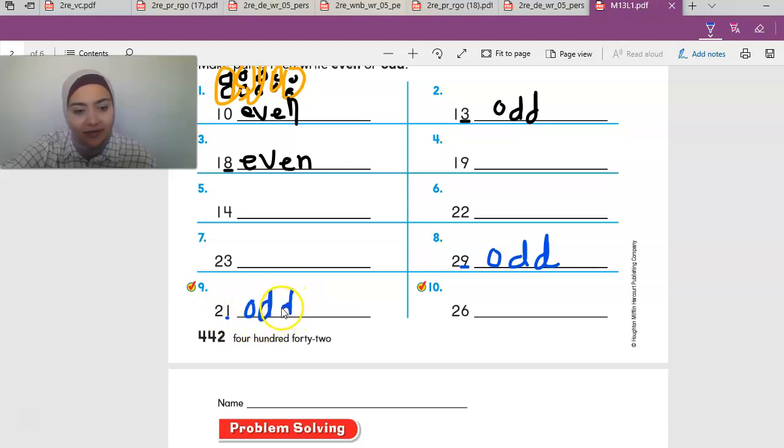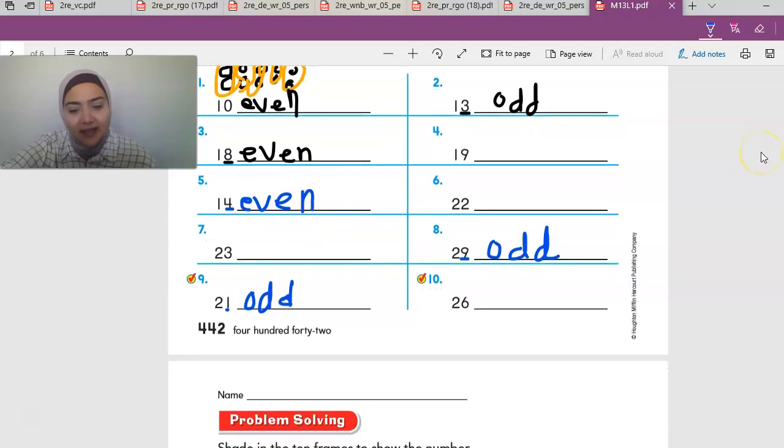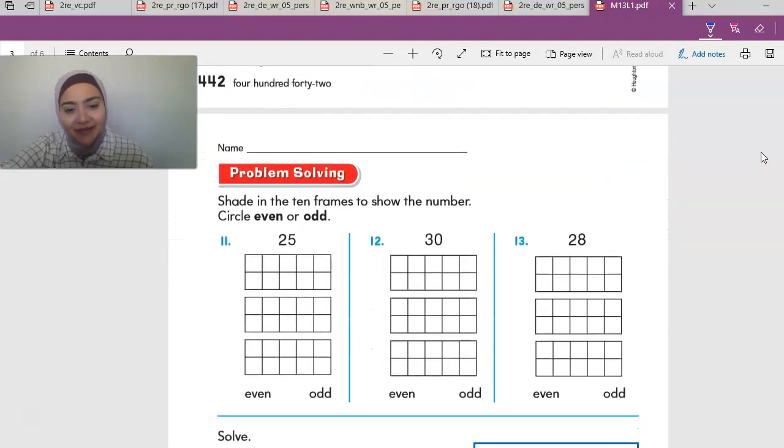Very good. Okay, let's look at number 5, 14. 4 is even, so the whole number is even. Pretty easy, right? Easy schmeezy lemon squeezy. All right, so I expect you to do the rest on your own.